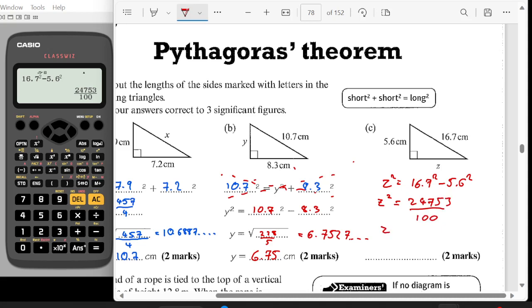Then I go, z is going to be equal to the square root of the answer. So I'm going to go 15.733 dot dot dot. So to three significant figures, that's going to be 15.7.